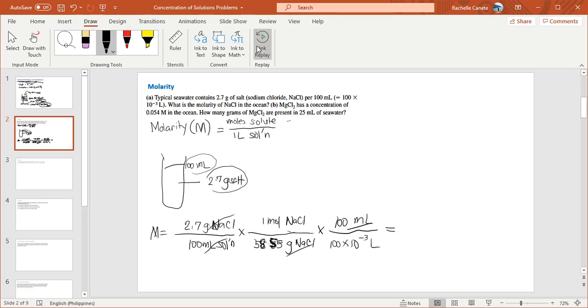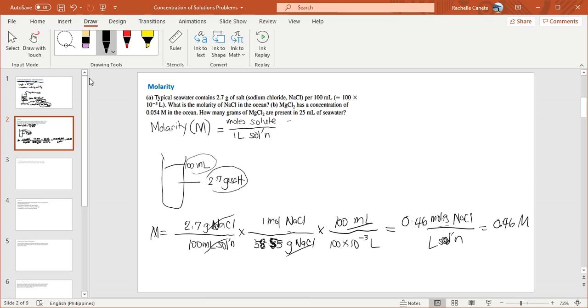Okay. 2.7 times 100 ml over 100, over, sorry, 0.1, 58.55. Okay, you have 0.46 moles of sodium chloride per liter of seawater, or per liter solution, or that's 0.46 molar. Okay, now let's try letter B.